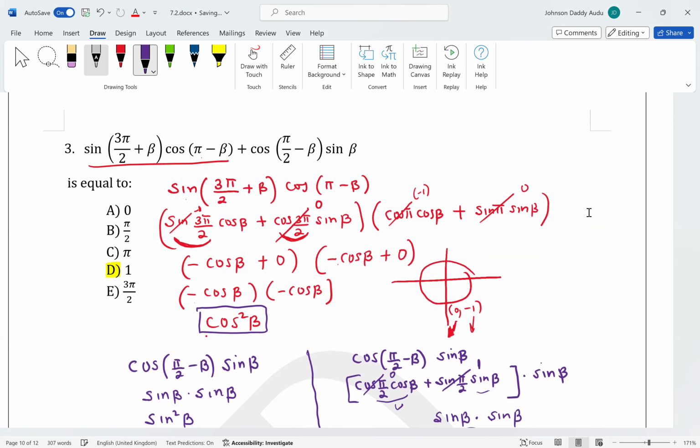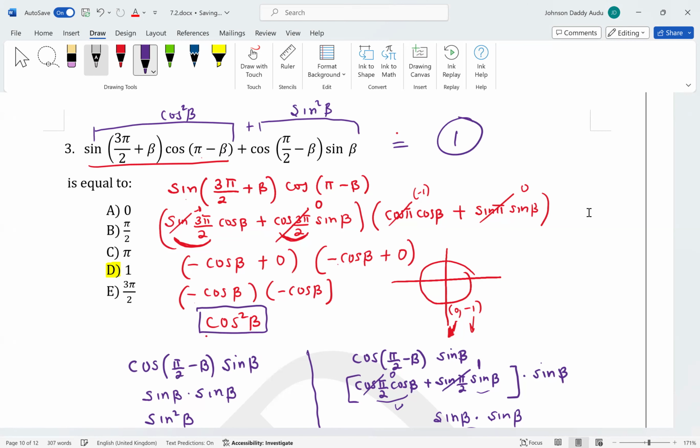So to finish, this term here is cosine squared beta, and this term here is sine squared beta. Therefore, the answer should be 1, because cosine squared beta plus sine squared beta is 1.